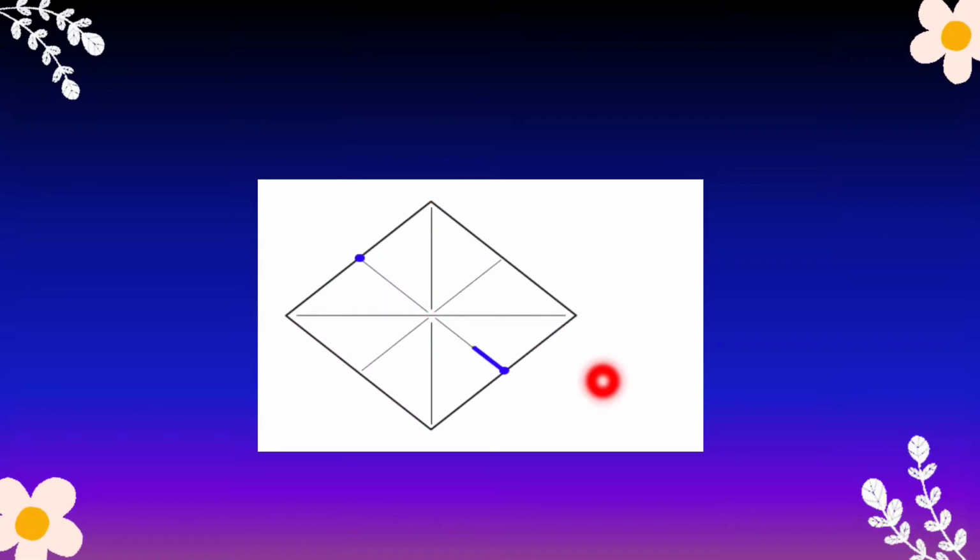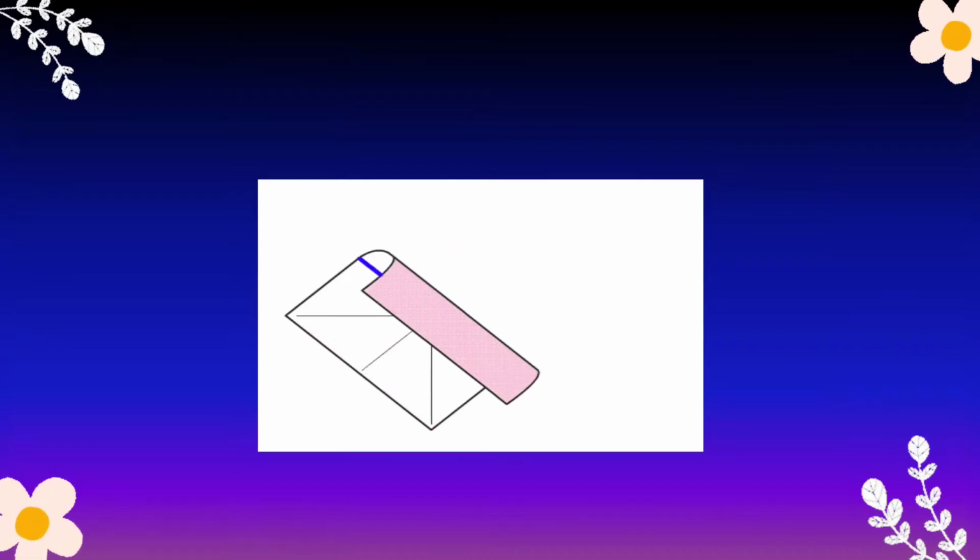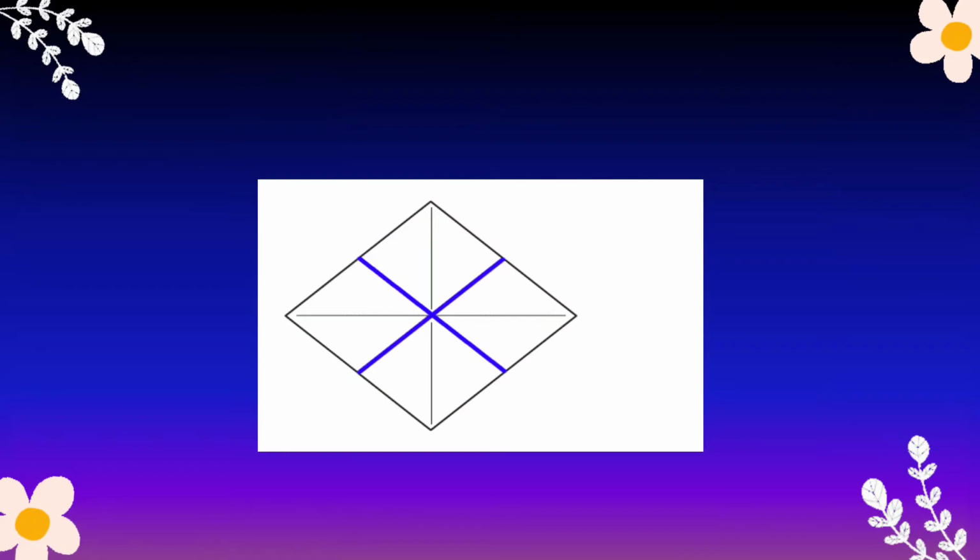You can see one more method of folding. Here also you can see both the halves will match exactly. Let us fold now. So you can see here four lines of symmetry.